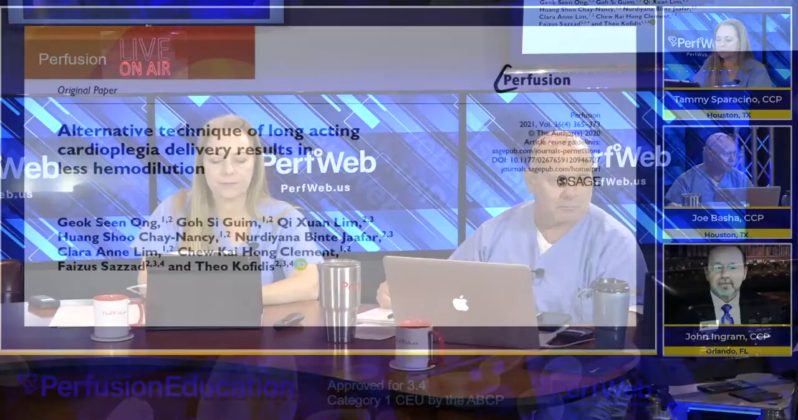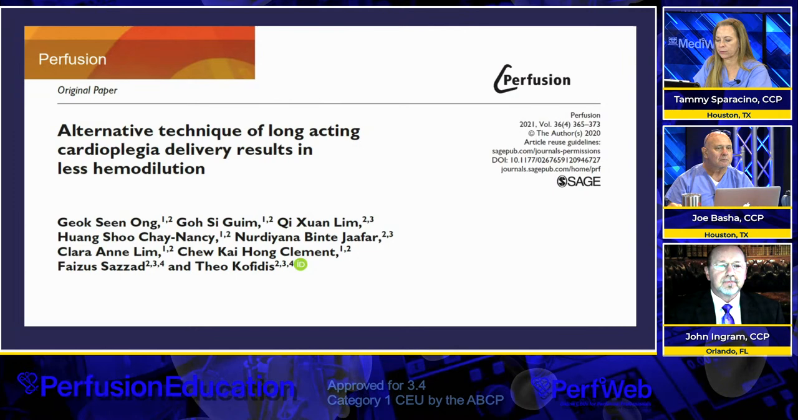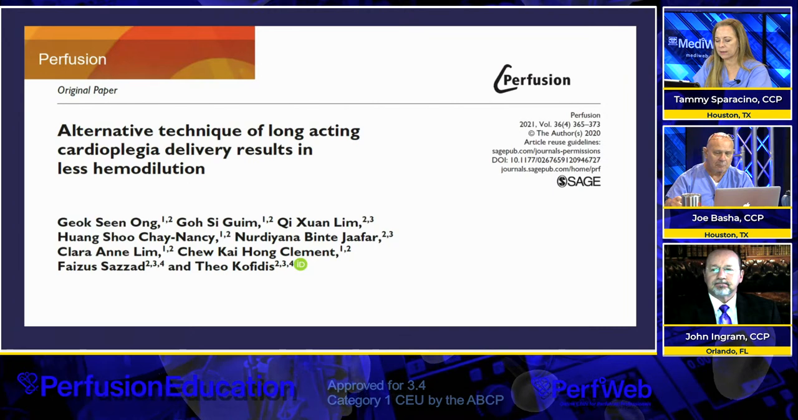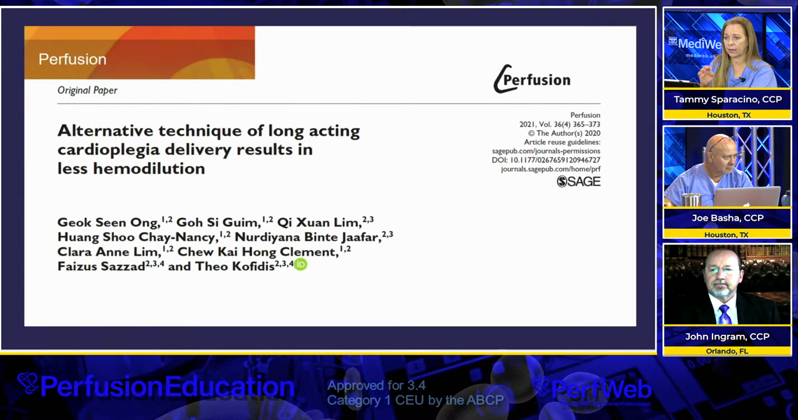First off, this article was published in Perfusion Journal, and the title of it is Alternative Techniques of Long-Acting Cardioplegia Delivery Results in Less Hemodilution. It was published by a group of people out of a hospital in Singapore. I'm not going to attempt to say their names, but they're there on the screen. You can see it was a very robust group of people who contributed.